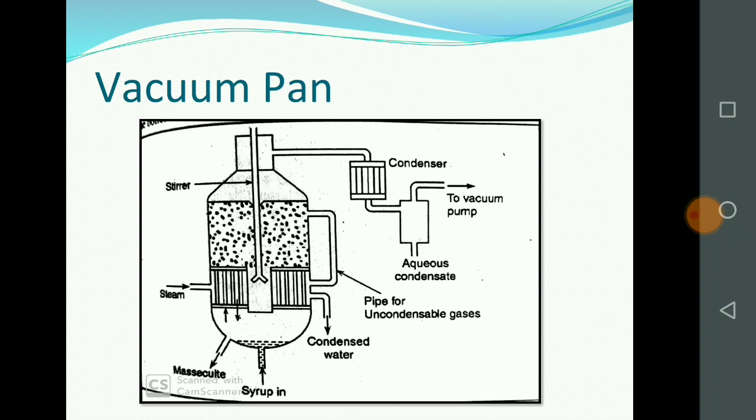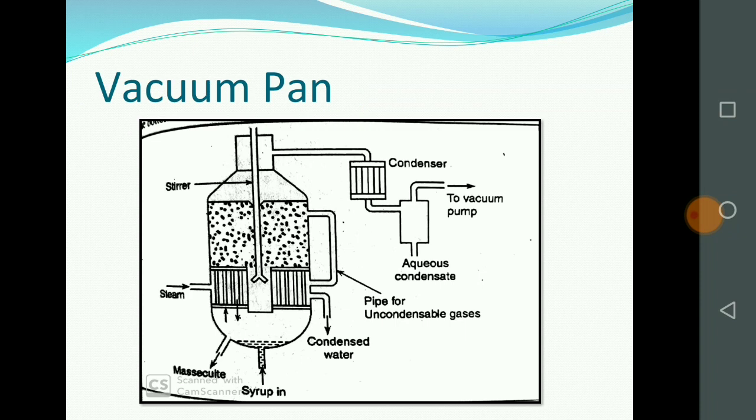Now we discuss separation of crystals, or centrifugation. The sugar crystals are separated from the mother liquor in a centrifuge machine. It consists of cylindrical perforated baskets. Through the pores, only the liquid can pass, but not the sugar crystals. This basket is mounted on a vertical shaft which rotates the basket.